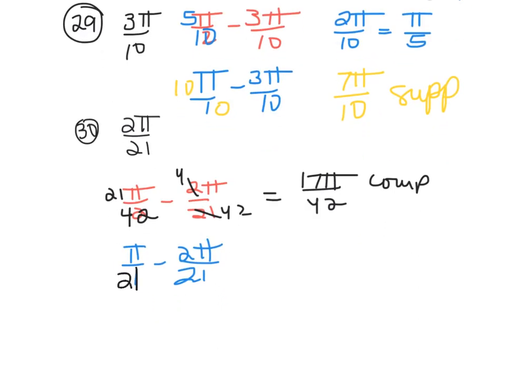So if I change this to 21, what's 21 minus 2? 19 pi over 21. That's your supplement.